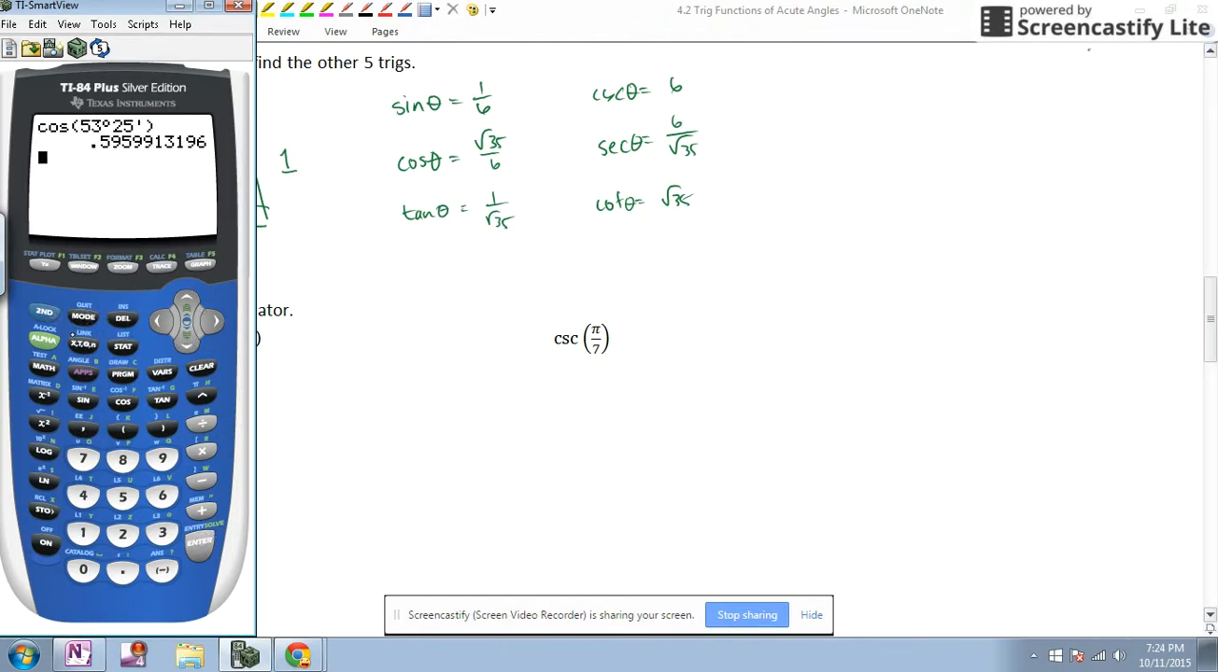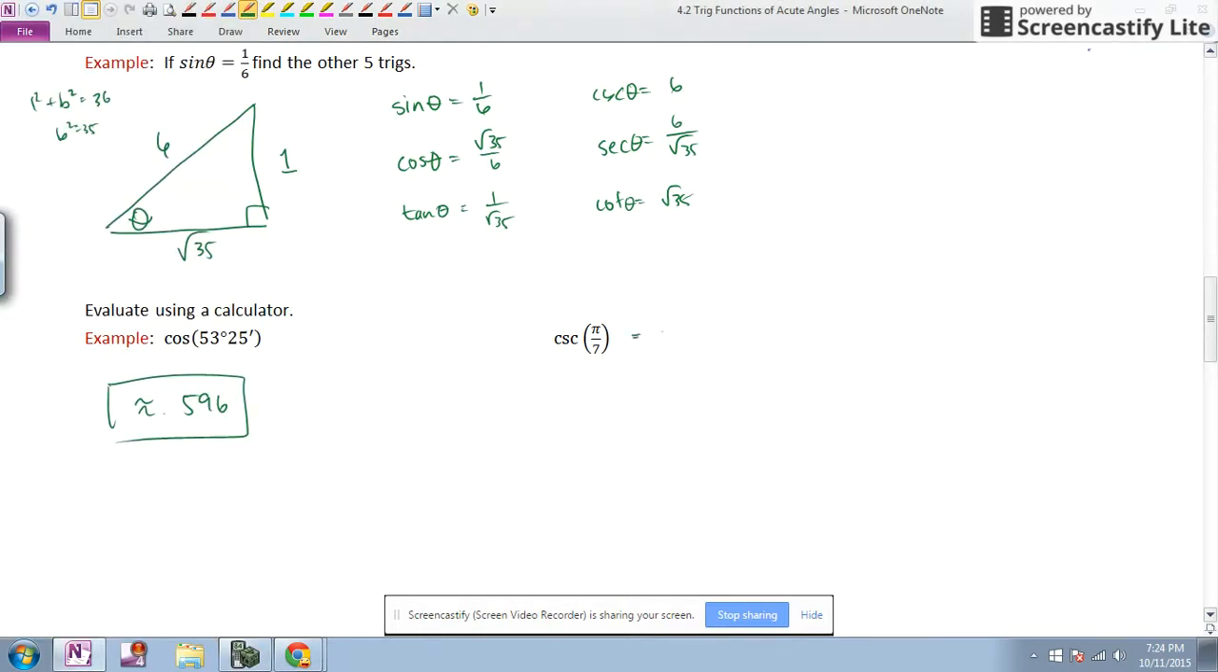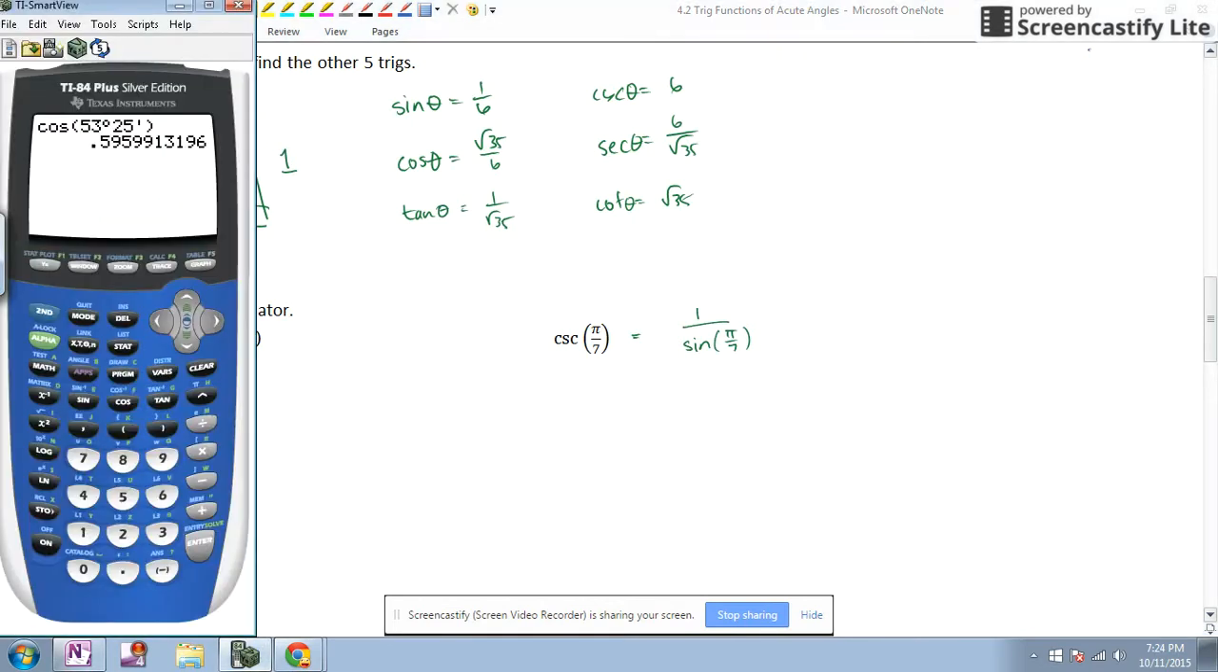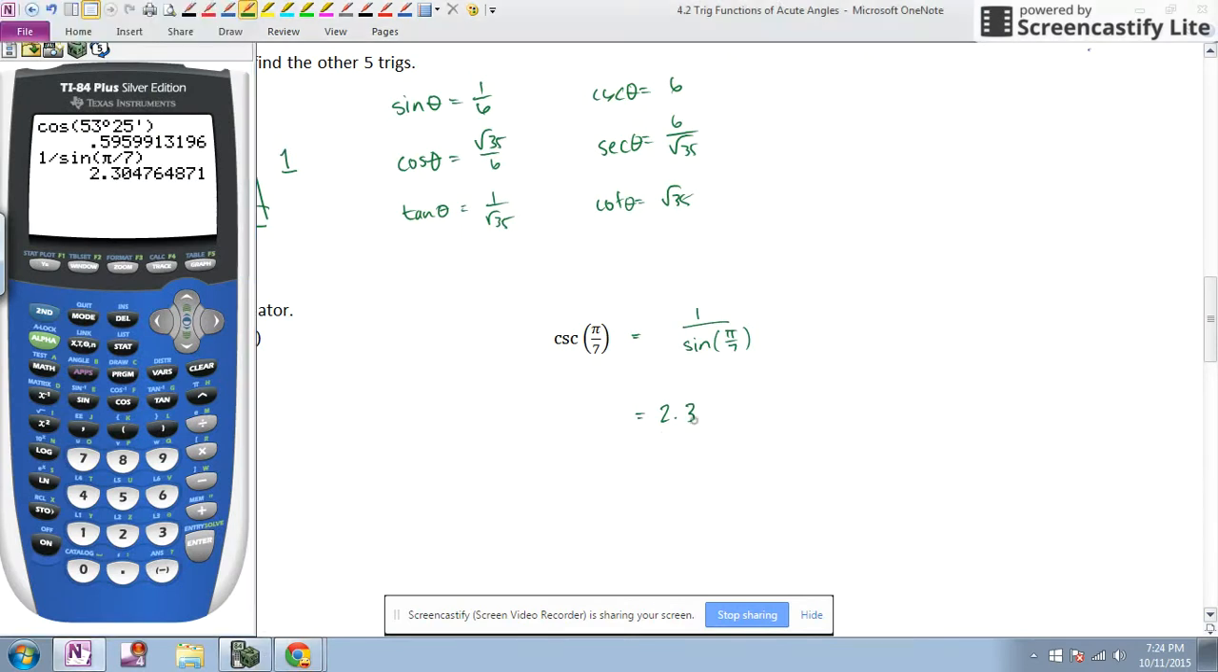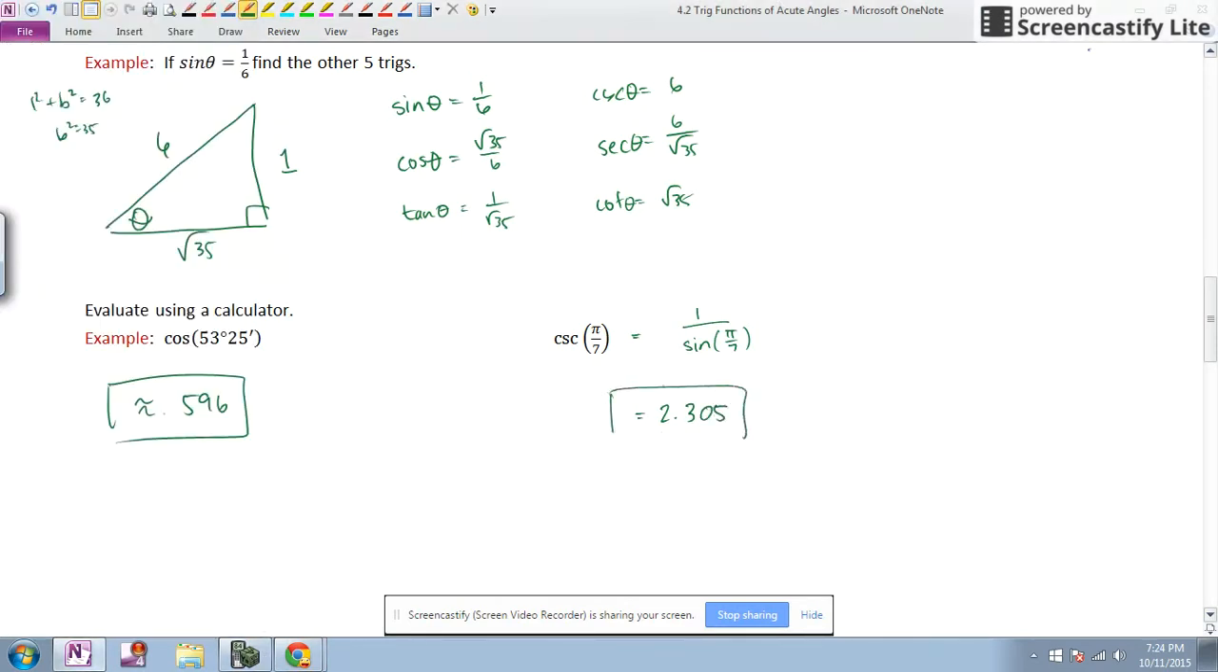Now, one thing you want to know is that cosecant is the inverse of sine. So I can also do this as 1 over the sine of pi over 7. So if I grab my calculator, I'm going to just say, hey, calculator, what is 1 over the sine of pi over 7? And I hope I hit my mode. 2.3. That sounds pretty good. 2.305. Boom. There it is. Done. Calculator love. Like it.